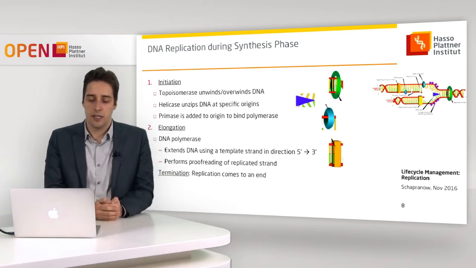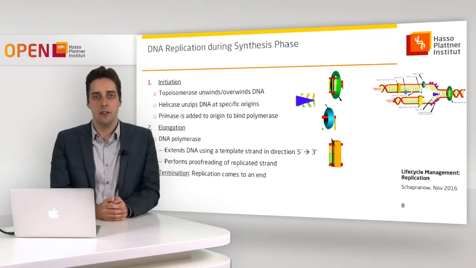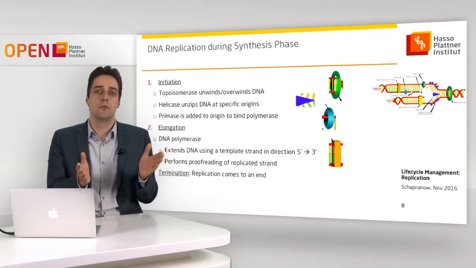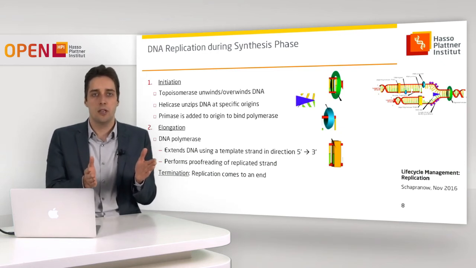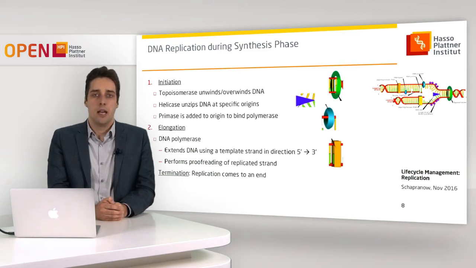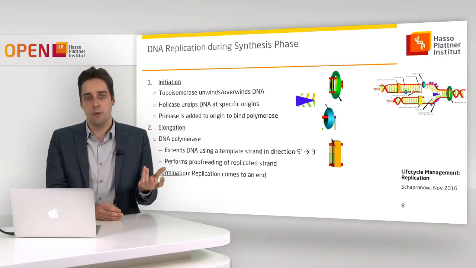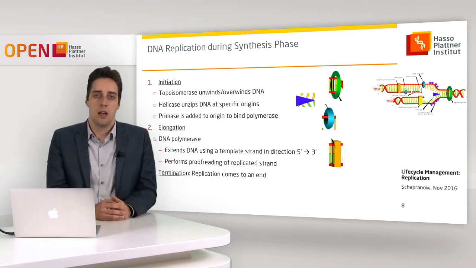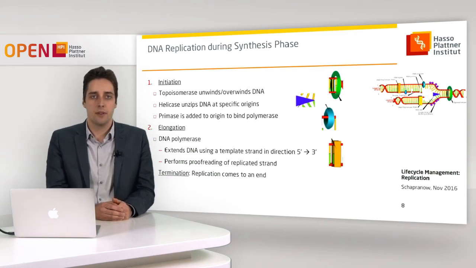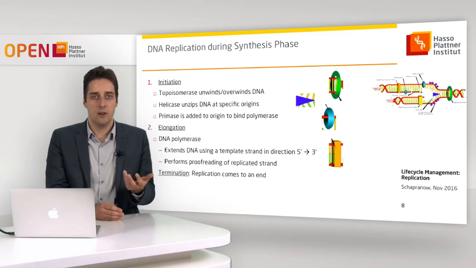The next important enzyme is the so-called helicase. This is the blue arrow here. This unzips the DNA at a specific origin and puts it into two separate strands, right? So this is typically also done in laboratories if you want to split DNA. And the third important enzyme here is the primase. It is added to the origins to bind polymerase. This is the blue circular format here. This is important because this gives you the start points for the polymerase, and the polymerase is important in the next phase. And this is the elongation phase.